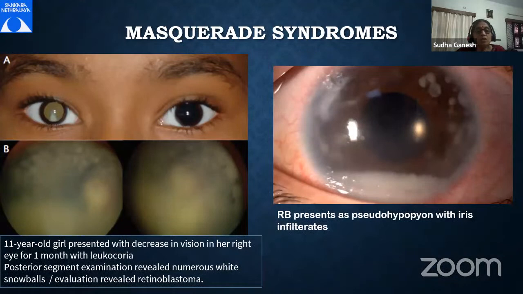This was an 11-year-old girl who presented with decrease in vision of the right eye for 1 month with leukocoria. Posterior segment revealed numerous white snowballs and evaluation revealed retinoblastoma.